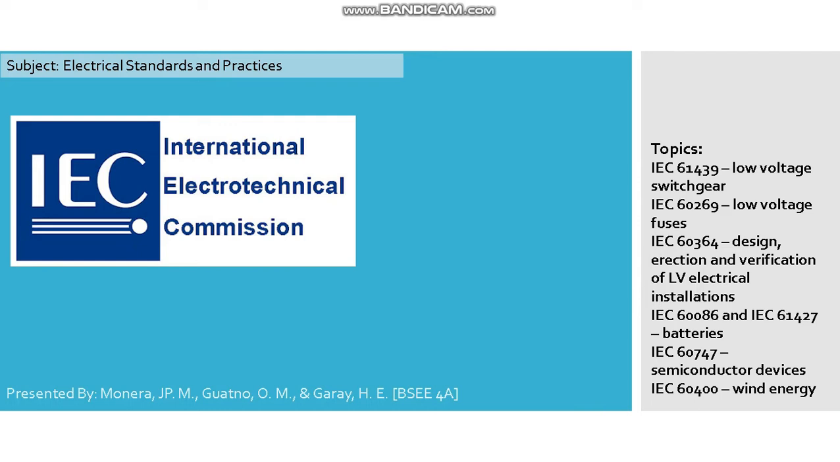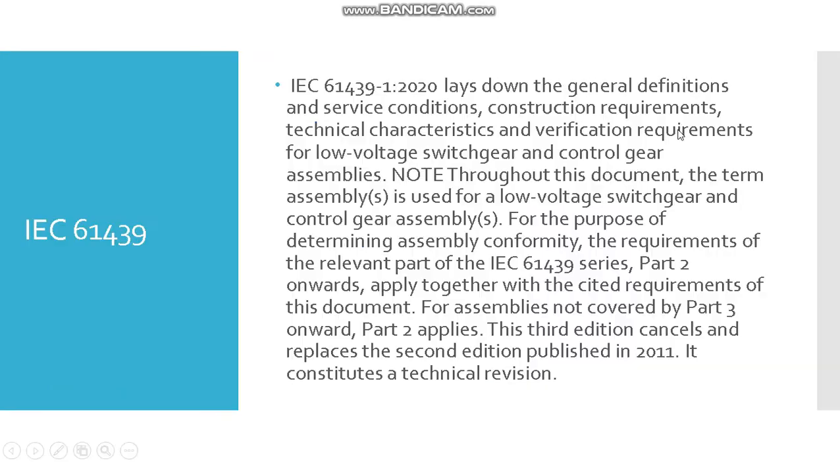60086 and IEC 61427 for the batteries, and the IEC 60747 for semiconductor devices, and the IEC 60400 for wind energy. Let's start. Okay, so first is the IEC 61439 for the low voltage switchgear.